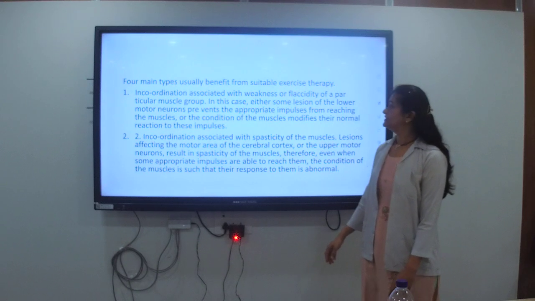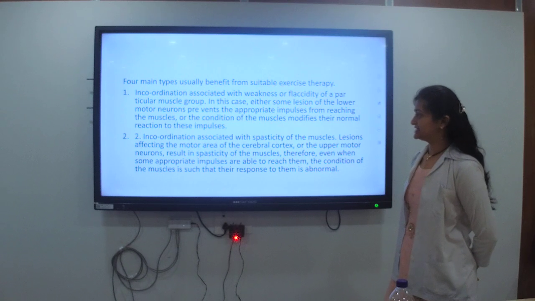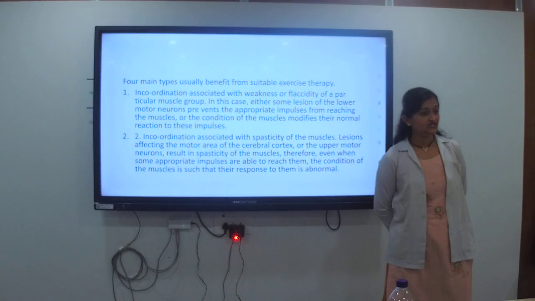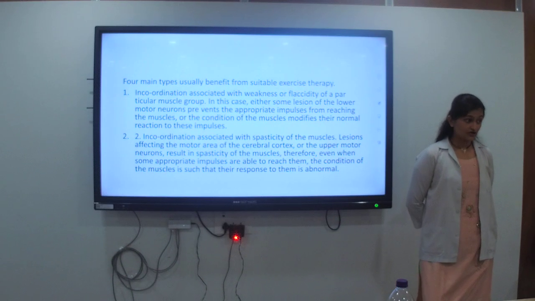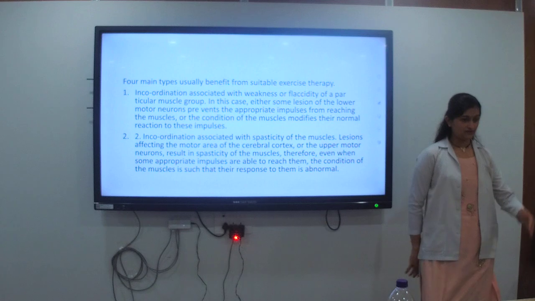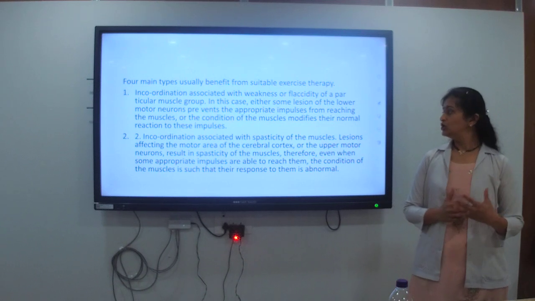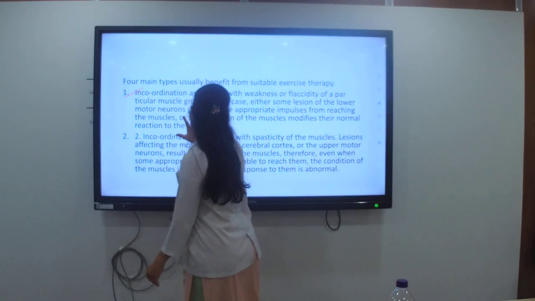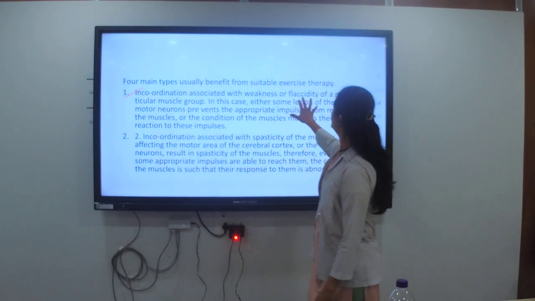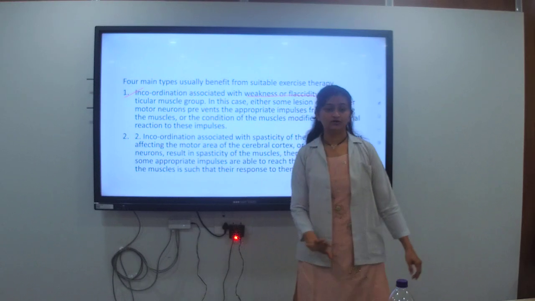Now we'll see the four main types that usually benefit from suitable exercise therapy. In which conditions is incoordination affected? What are all the disorders or diseases where it is affected, that we'll see. Now the first one is incoordination associated with weakness. Weakness or flaccidity is very important.